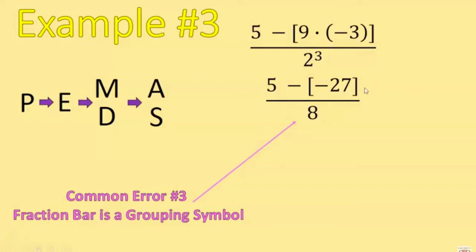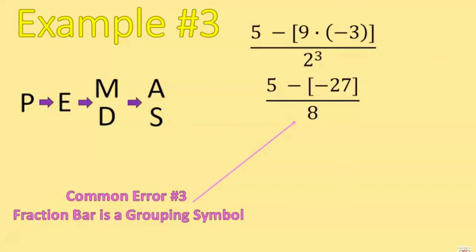And I'm going to simplify everything on the top of the fraction. So simplifying above and below a fraction bar, in the numerator and denominator, is part of the first step of solving using the order of operations. So that's another common thing that just needs to be clarified.